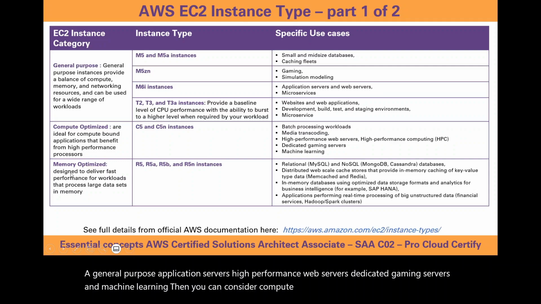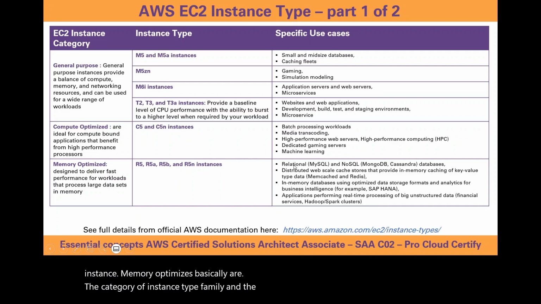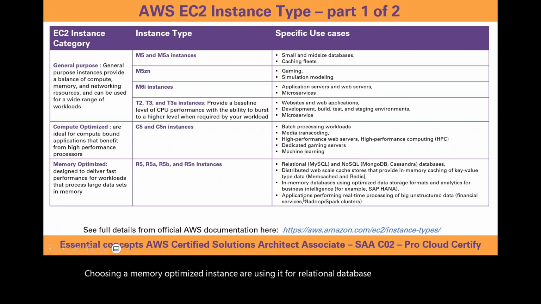When it comes to memory optimized, naturally it's designed to deliver fast performance for workloads that process large data sets in memory. So that is the obvious identifier for when to select a memory optimized instance. Memory optimized is basically the R category of instance type family. The keywords you need to recall for use cases are relational or NoSQL databases, distributed web scale in-memory caching, in-memory databases, and applications that perform real-time processing of big unstructured data.